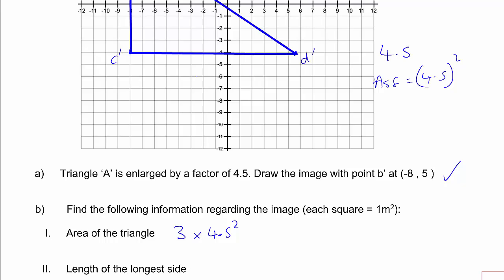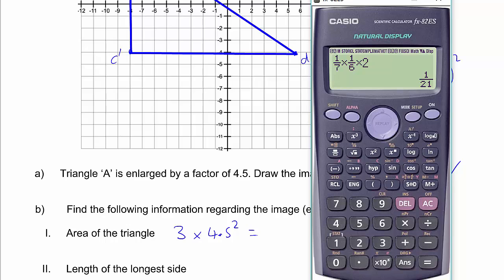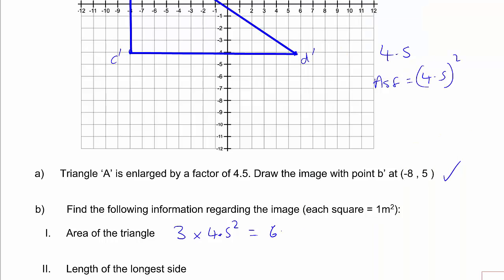Obviously, as I said, you could actually work out the lengths and just do it that way. So I'm going to do 3 multiplied by 4.5 squared. That's going to give me 60.75. And that would be in meters squared.